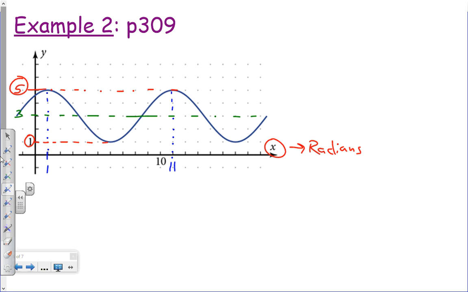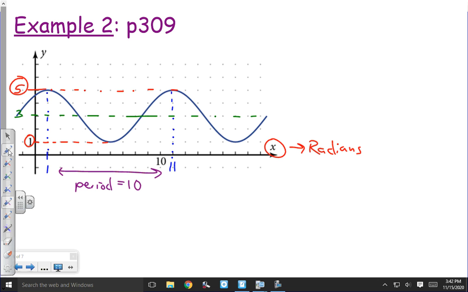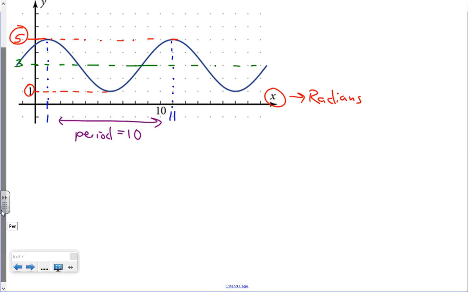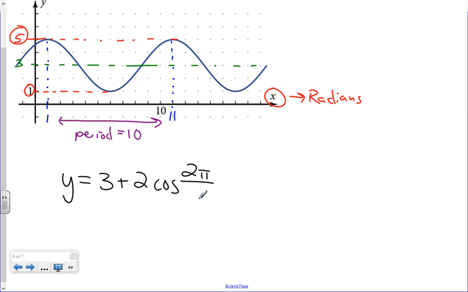So I can measure then the distance between those. That's my period. So the period is equal to 10, right? 11 minus 1. All right, so we should be able to come up with our equation then. And again, we're doing this in radians. So y is equal to, our sinusoidal axis is 3. Amplitude from 3 to 5, that's 2 units, times the cosine of, now we're doing this in radians, so instead of 360 over the period, it's 2 pi divided by our period, which we said was 10.